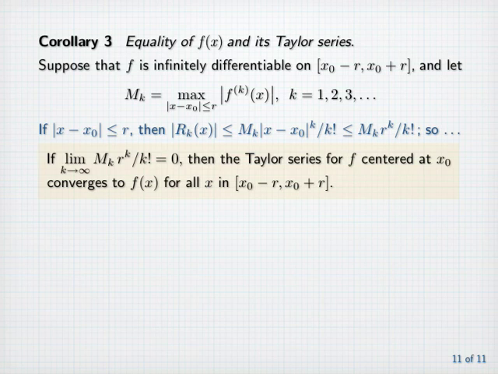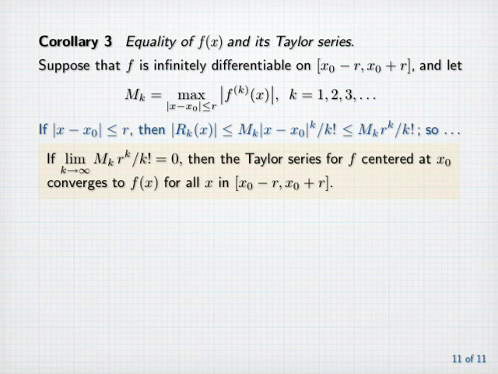Now notice that capital M sub k times r to the k divided by k factorial is the kth term of a sequence, and because of the k factorial in the denominator, that sequence will tend to 0 for any r provided that capital M sub k does not grow too fast. Also, if r is less than 1, then the r to the k factor actually helps the sequence converge to 0, again, provided that capital M sub k does not grow too fast.